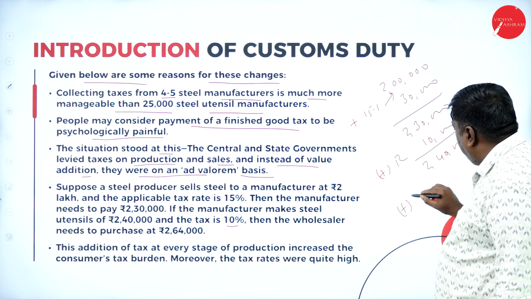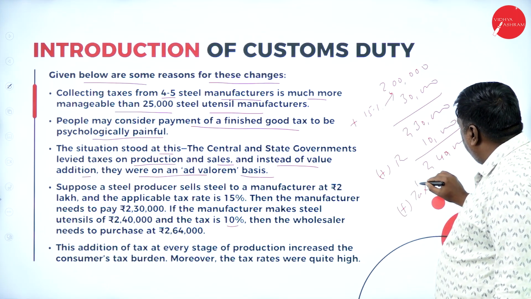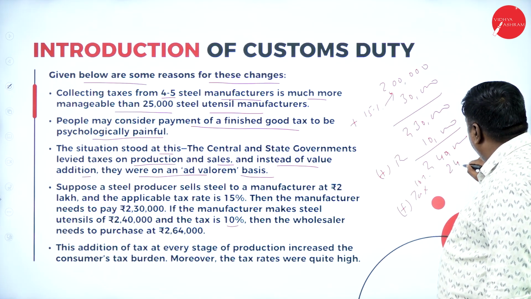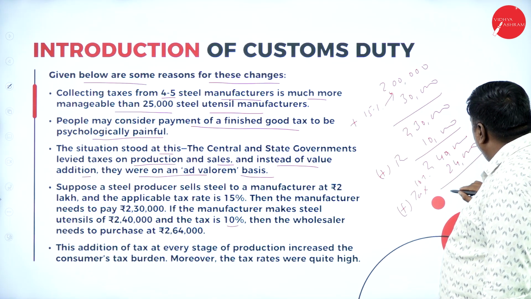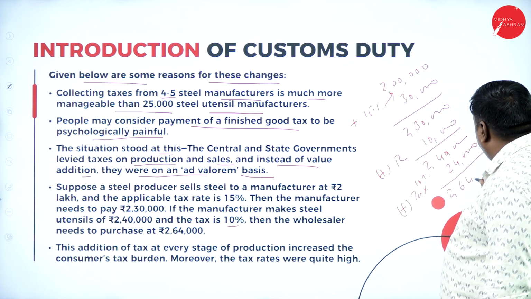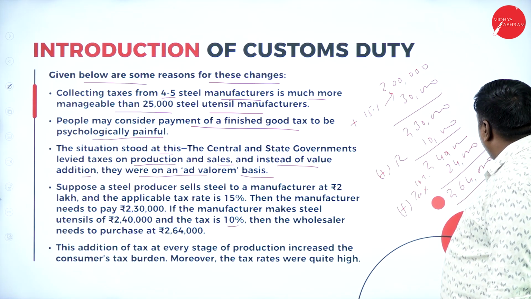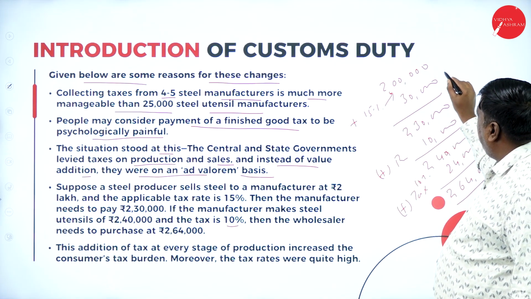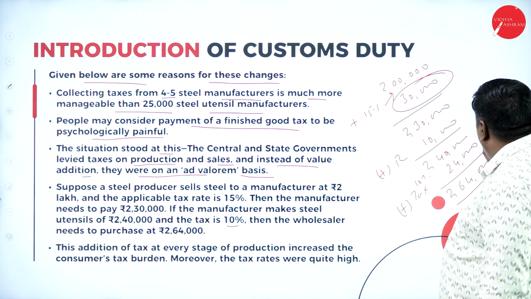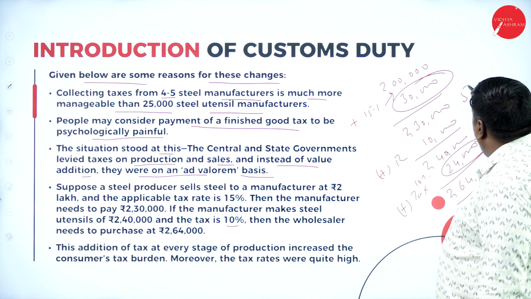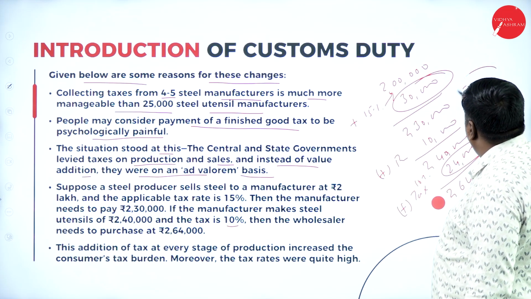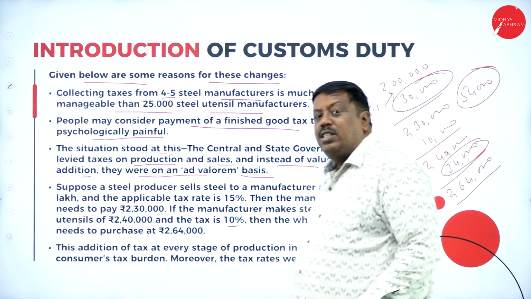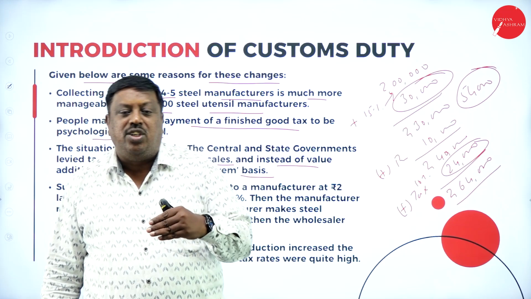2,40,000, add tax at 10%, that is 24,000. So now the value will be 2,64,000. Now the government has received tax of 30,000 here and 24,000 here. For the same commodity, they collected tax of 54,000 because it was collected at different stages.